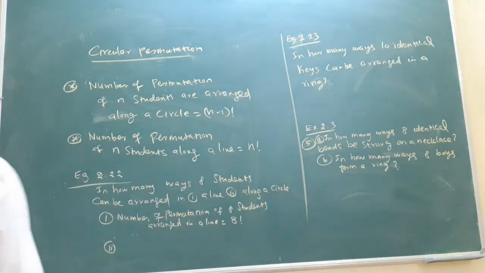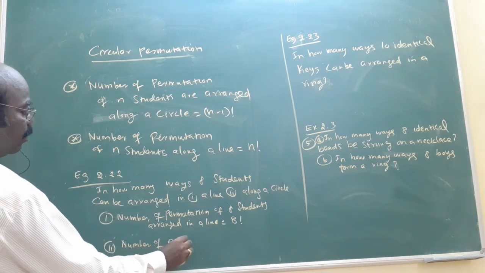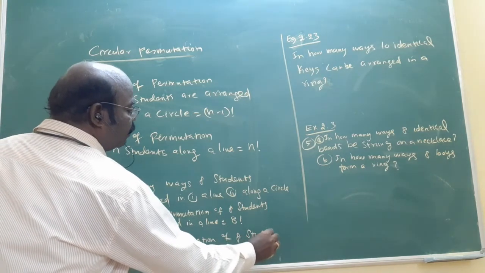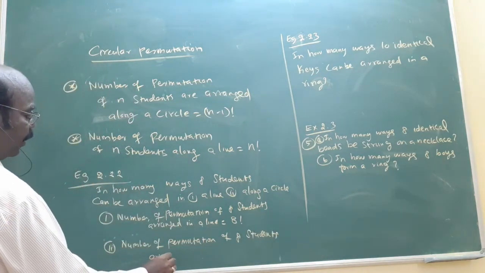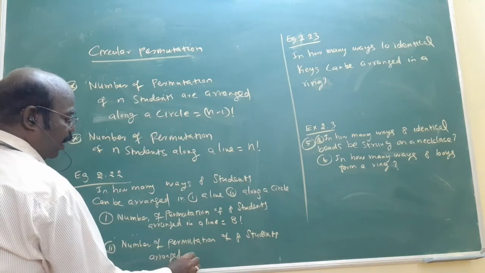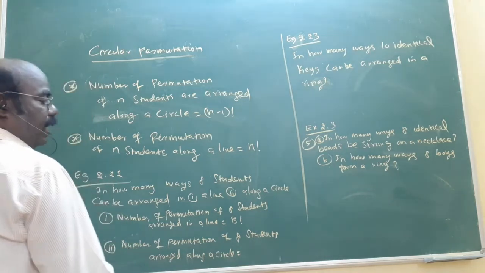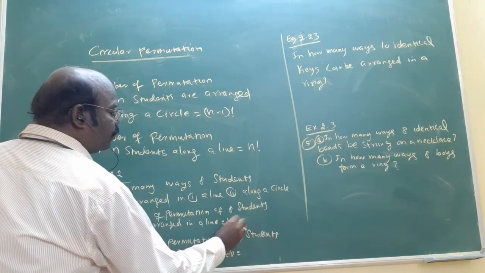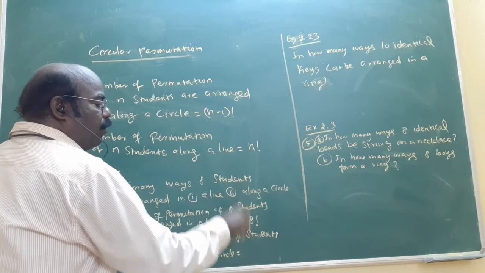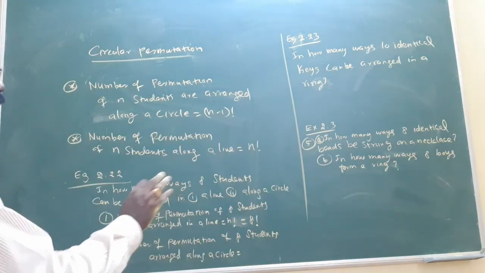The same thing, the number of permutations of 8 students arranged in a line is 8 factorial. 8 factorial means 1 into 2 into 3 into 4 into 5 into 6 into 7 into 8. If you multiply, we get the answer, but lengthy calculation will come. The answer is 8 factorial.